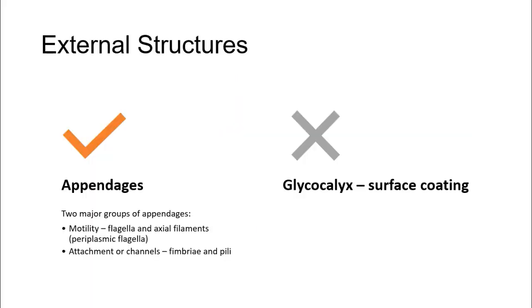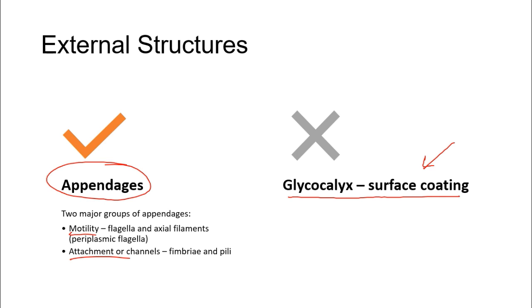External structures. There are two types of external structures that we generally find outside the cell. One is appendages and the second is glycocalyx. As I mentioned, glycocalyx is nothing but a surface coating which is simply built with the help of some carbohydrate moieties that are fused with the protein and lipid components of the cell membrane, while appendages are of two different types. They generally help in either motility or attachment or as channels. Motility, like flagella, and axial filaments, which are also known as periplasmic flagella.